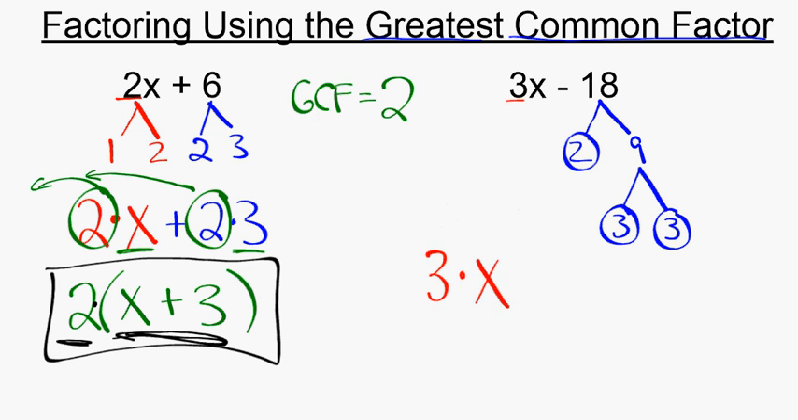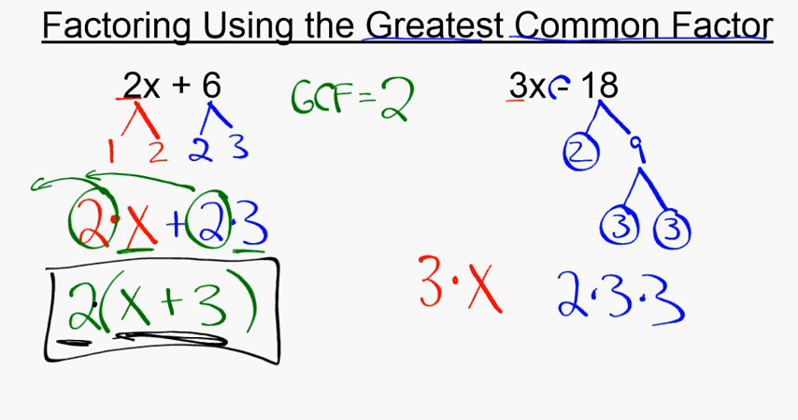So now I can write out the prime factorization of each term. The first is 3 times x. The second is 2 times 3 times 3. There's a negative in the middle. That means we are subtracting these two expressions. So what I have written here, 3x minus 2 times 3 times 3 is the same as 3x minus 18. So what do they have in common? Well, they each have a 3 in common. So the GCF in this example is equal to 3.